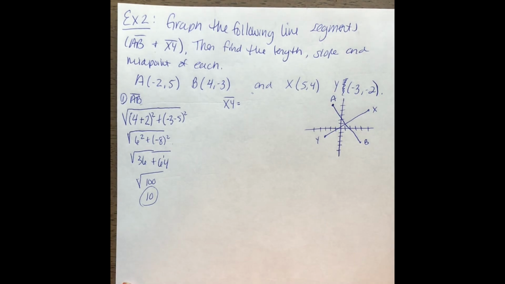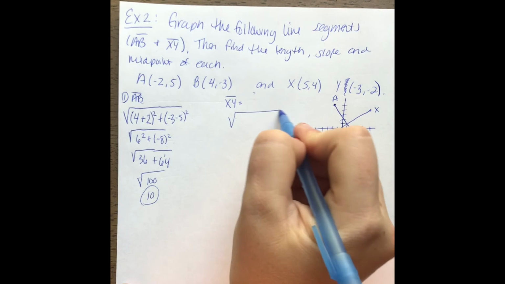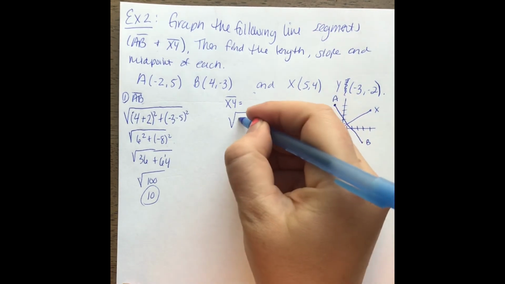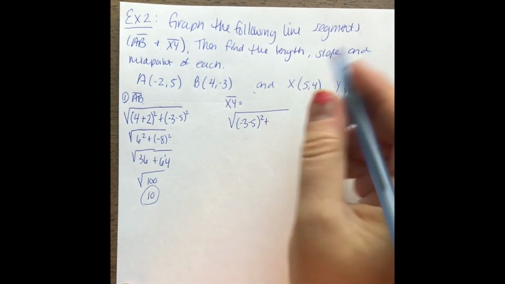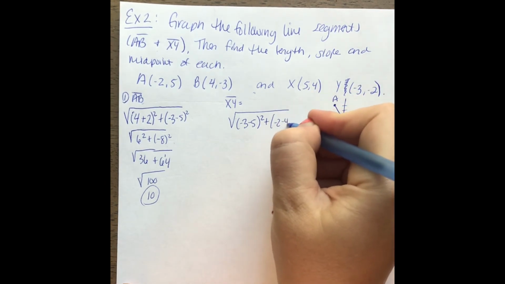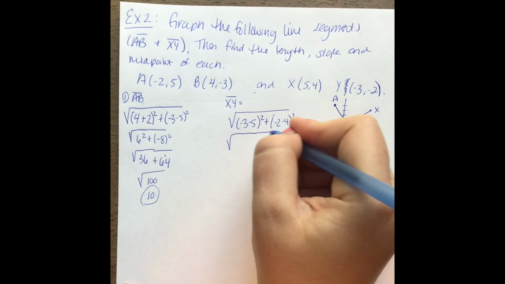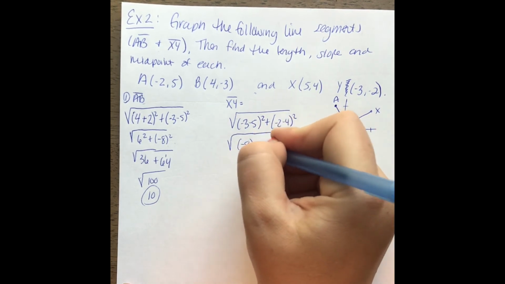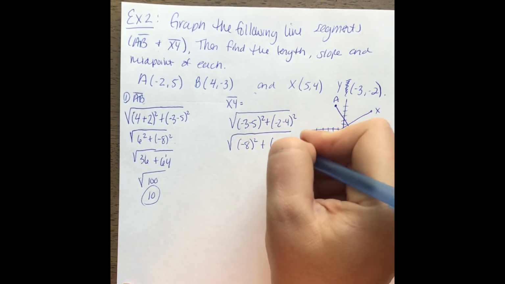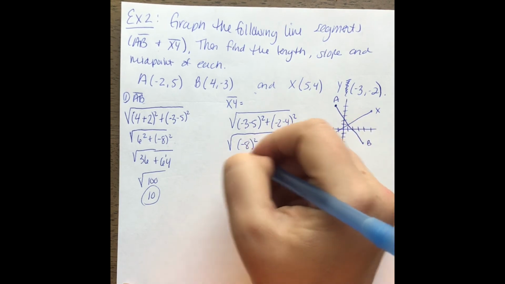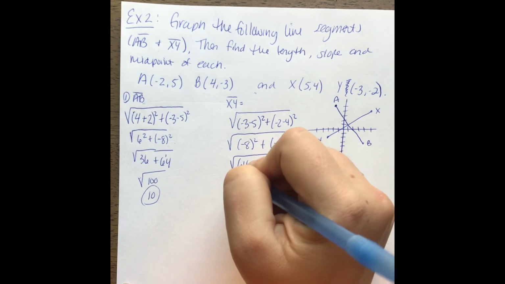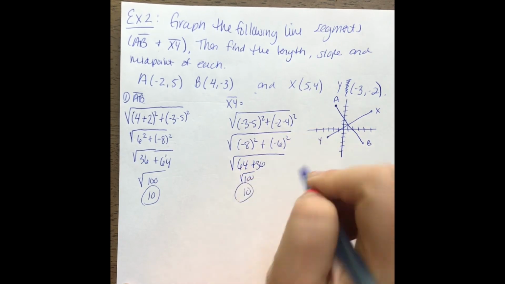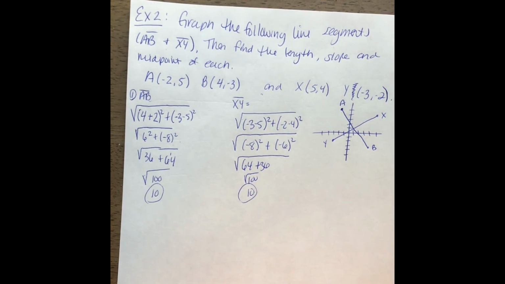Awesome. Now we're going to do the same formula for XY. Square root of x sub 2, negative 3 minus 5 squared plus negative 2 minus 4 squared. So we have the square root of negative 8 squared plus negative 6 squared, which is the square root of 64 plus 36, which is the square root of 100, which is, again, 10.